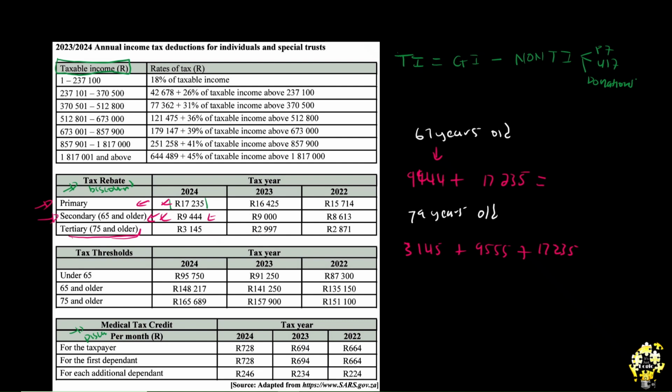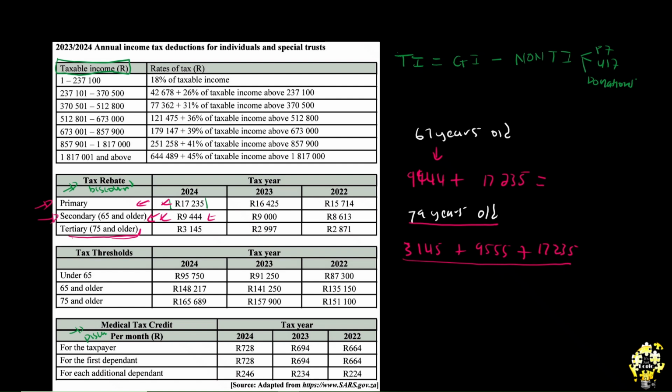This simply shows you that the older you are, the more tax discounts in terms of tax rebates you are going to receive. So when you grow older, you are receiving more rebates. So hence it works like this.